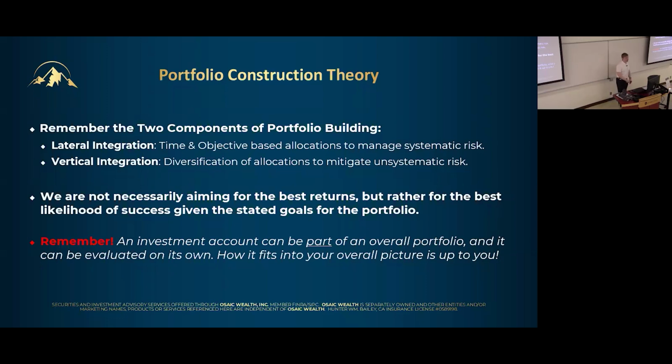So remember, an investment account can be part of an overall portfolio, and it can be evaluated on its own. How it fits into your overall picture is up to you. If you like to say, my general risk tolerance is this, apply it the same way across all accounts, totally fine. If you like to split it up like I do and say, this account is my growth account, this account is my income account, this account is my cash savings, all those different things, that's how I personally like to do it, because it makes it really easy to earmark everything and stomach volatility in the accounts that are meant for volatility. That sort of separation in the mind, for me, makes it a lot easier to stomach risk.